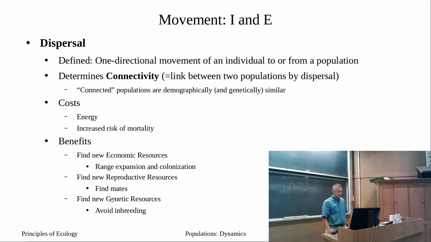And then the third aspect is the genetic resources, and that's all about avoiding inbreeding. Because we talked about the problems of inbreeding, where it exposes recessive alleles. Well, if we can get to a new area and mate with another population, our offspring not only have our genes, or at least 50% of our genes, but they have 50% of the new population's genes. All right, so we can avoid inbreeding and increase our genetic variation through this dispersal. So these benefits had to exceed the cost if dispersal has remained a part of our various species.